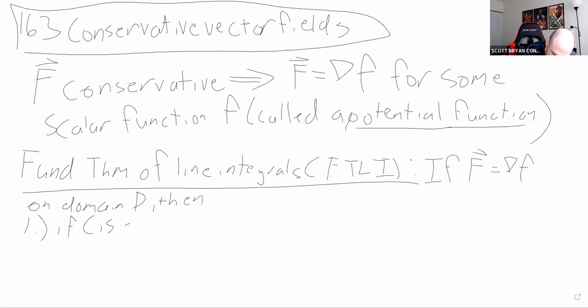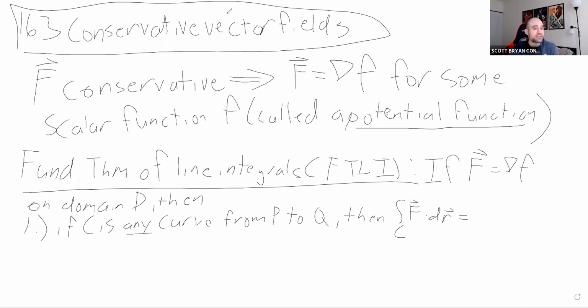So if C is any curve from a point P to a point Q, then the integral over the curve C of our vector field is just the potential function at Q, the endpoint, minus the potential function at the starting point, P. And that's true of any curve from P to Q. So all that matters are the starting point and the ending point.